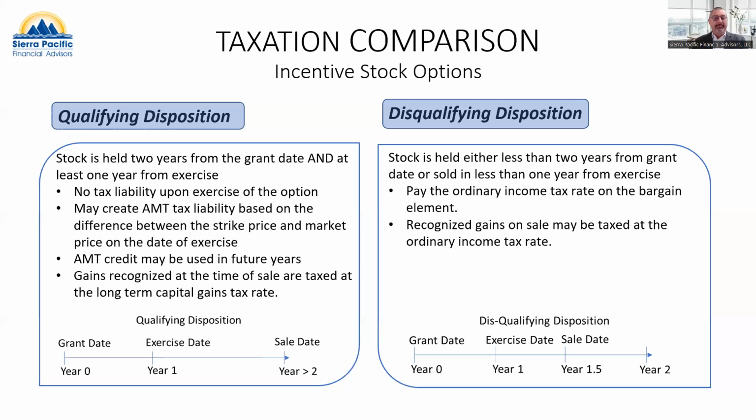So again, on our timeline, we have a grant date at year 0. We went ahead and waited 1 year to exercise. So we met the first criteria, but we sold the stock 6 months later. So we didn't hold it for 2 years from the grant date, nor did we hold it for 1 year from the exercise date. Therefore, disqualifying disposition, everything is taxed at ordinary income tax rates.